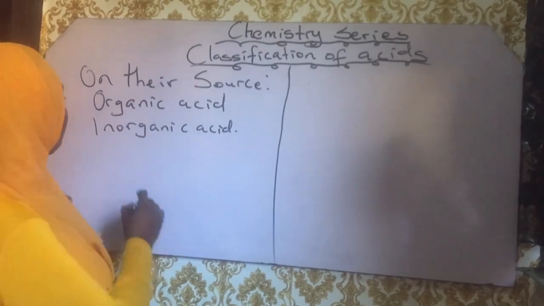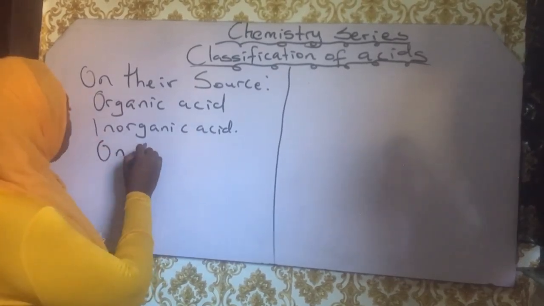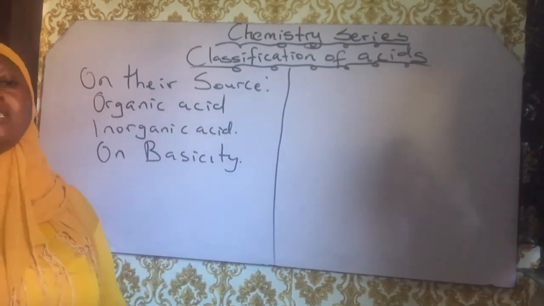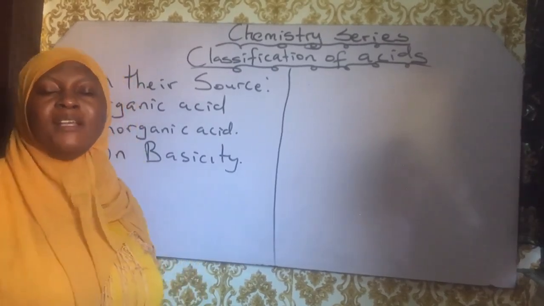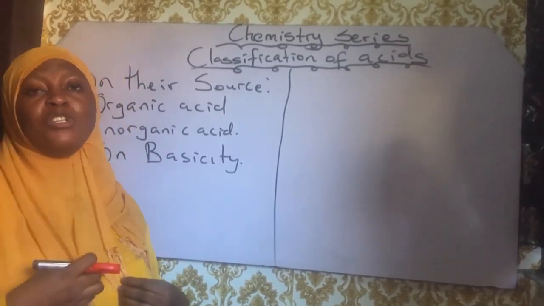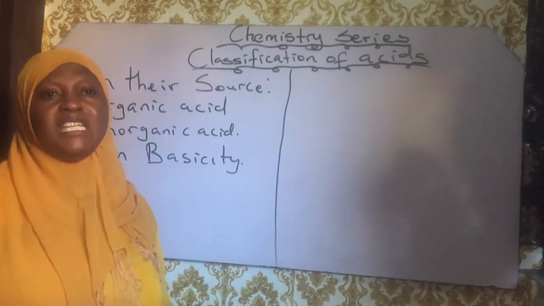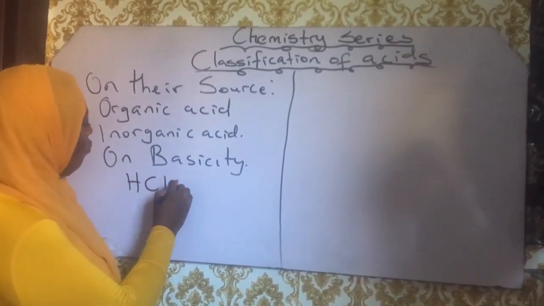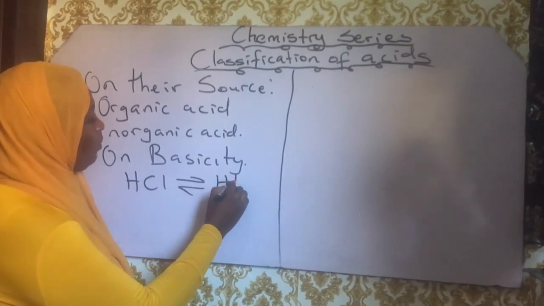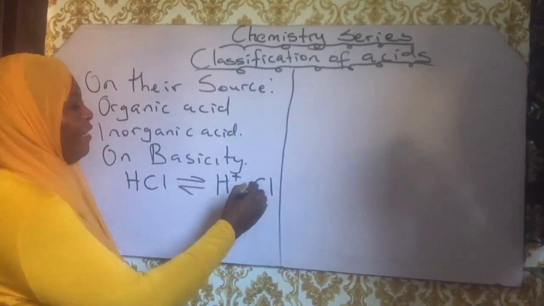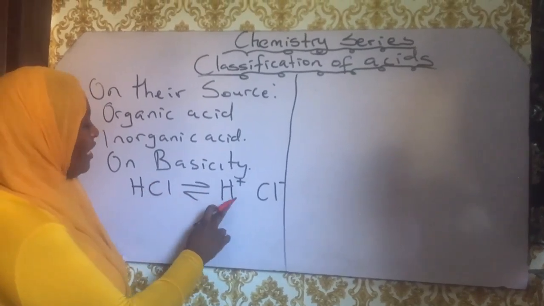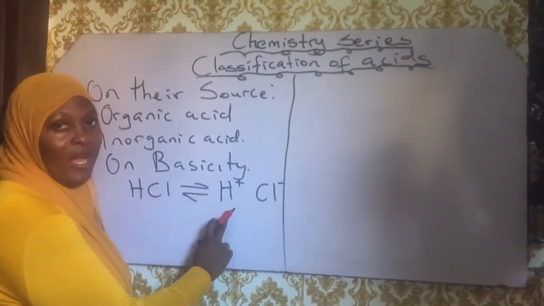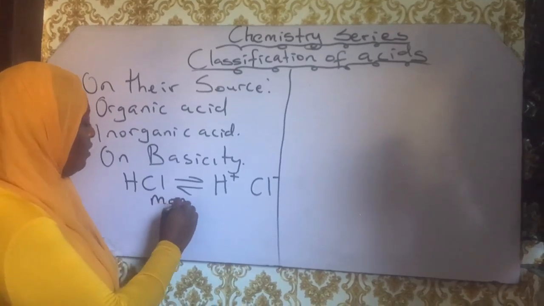Then we also have classification based on basicity. The basicity of an acid refers to the number of hydrogen ions that it can give. For example, HCl, when it dissociates, gives H+ and Cl-. Now, looking at this, the number of hydrogen ions that hydrochloric acid can give is 1. So this is regarded as monobasic.